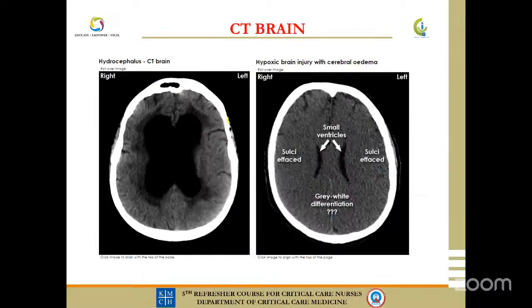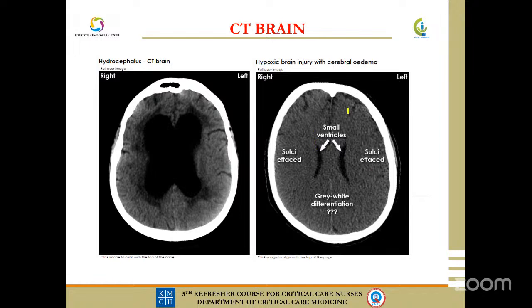For example, the image on the right shows a very dilated ventricular system. In this ventricular system, we have something black in the center that is filled up with CSF. As we know, fluid looks very dark on a CT image. Bone looks very white, which is called hyperdense, and what looks dark or black is called hypodense. When you have ventricular system dilatation, this is called hydrocephalus.